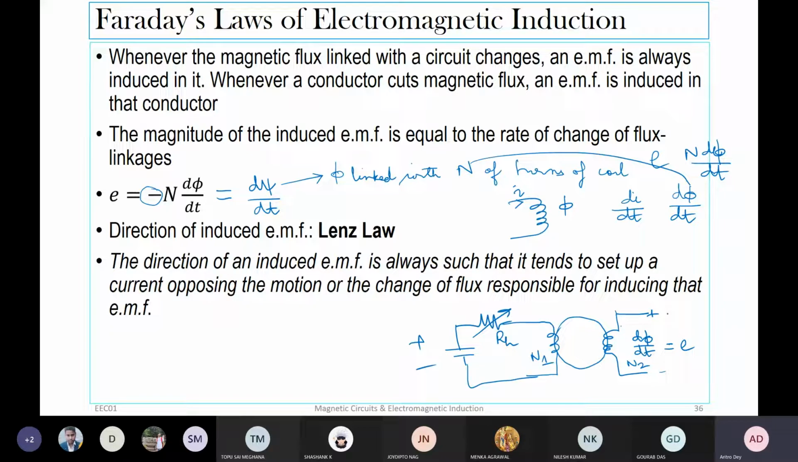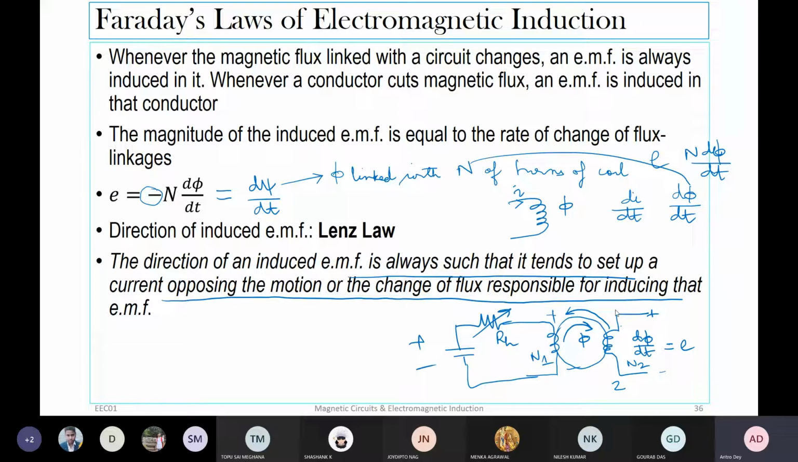The polarity will be in such a way that it is trying to oppose it. Like if the flux direction is in this way, then the flux produced in the N2 coil, coil 2, will be in such a way that it is trying to oppose the current flow through the circuit. So this will also induce a voltage here, and that will try to nullify the current, right? That is actually known as Lenz's law, which I think you have also learned. So the direction of the induced EMF is always such that it tends to set up a current opposing the motion or change of the flux responsible for the induction of the EMF in that coil.